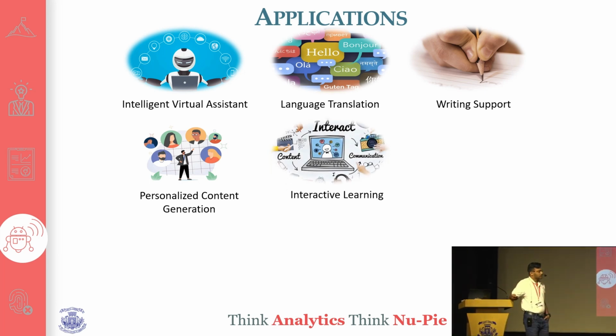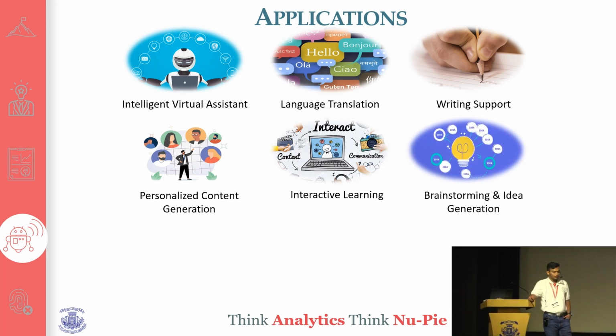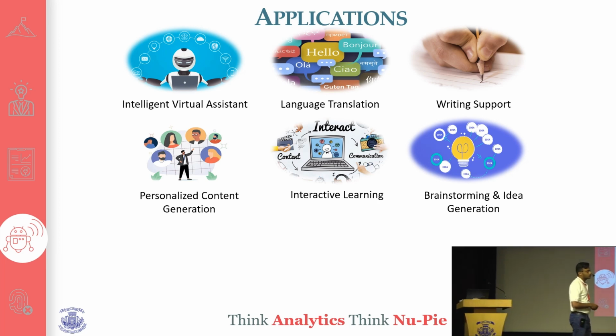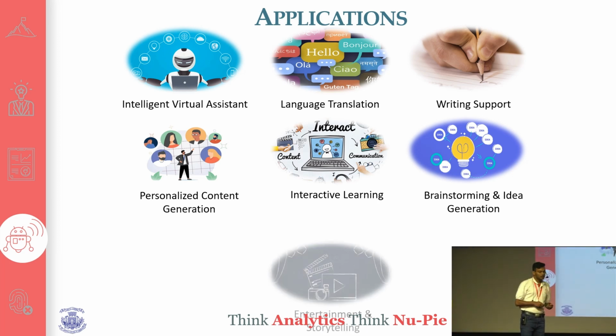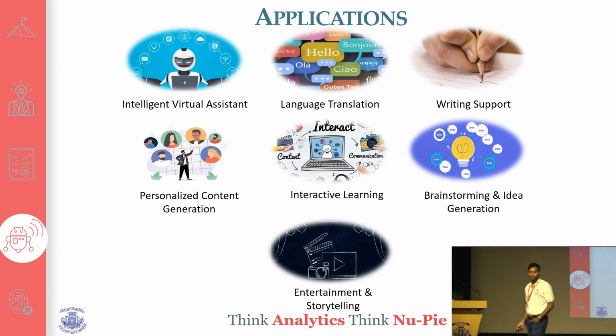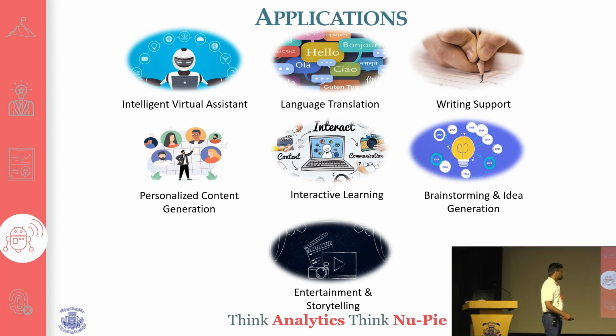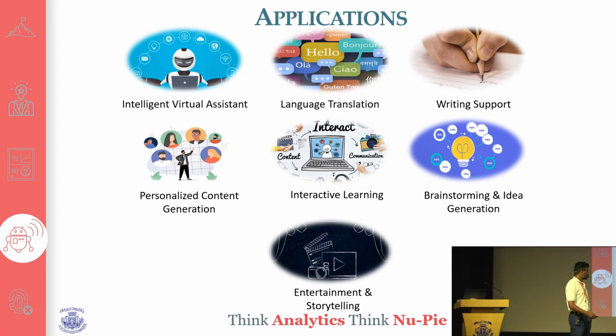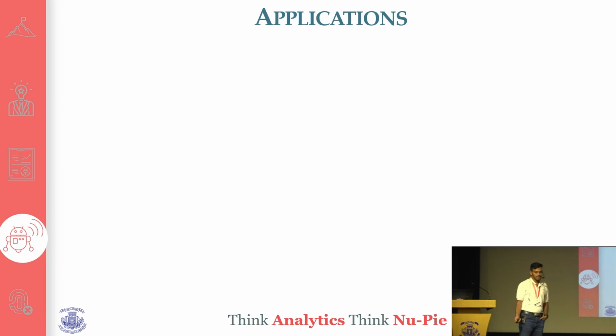The next one is interactive learning. You can use generative AI to learn new technologies or skills in an interactive format. You can also use generative AI for brainstorming and idea generation. You can ask queries related to what you are trying to solve, give a little context, and it can help you in brainstorming and idea generation. The next one is entertainment and storytelling. I guess all of you would have tried asking for a story in a thriller or comedy genre using ChatGPT.